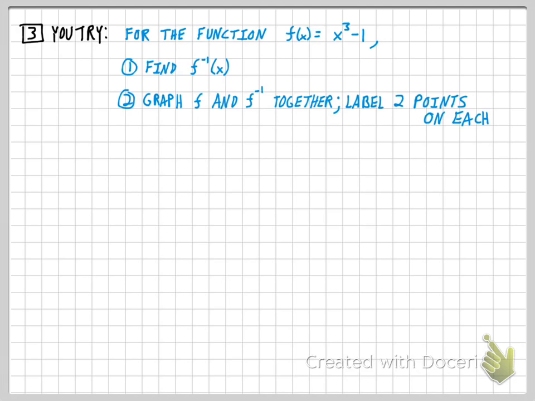Alright, we're going to finish with a u-try. I've given you a function. It's a version of one of your common functions, x cubed minus 1. I'd like you to do two things. Find the inverse of that function, and then see if you can graph the two together, labeling 2 points on each.